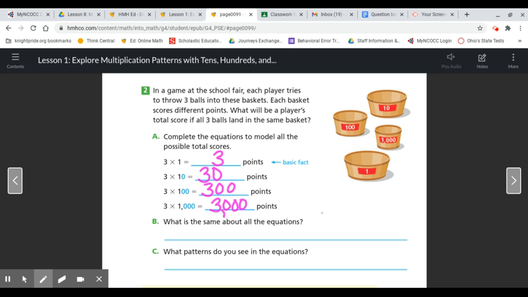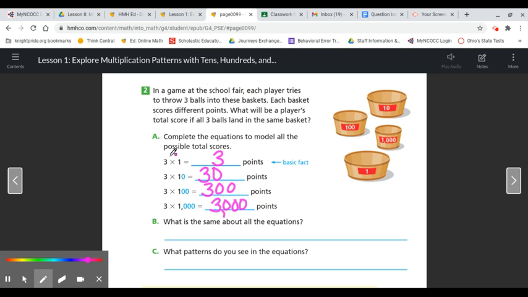So to answer question B, what is the same about all the equations? They could all be solved by using the basic fact of 3 times 1 equals 3. And to answer question C, what patterns do you see in the equations?